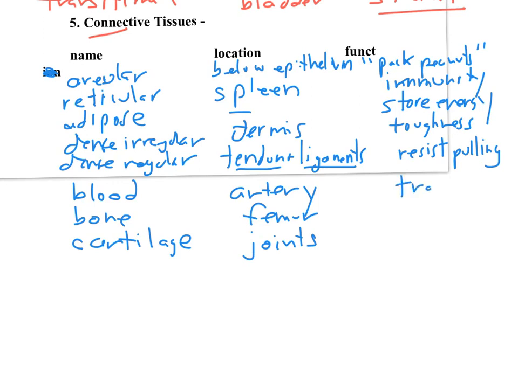Blood is your body's main transport system. Bones have multiple functions, which we discussed. I'll just put movement here. And cartilage functions in the reduction of friction at joints. There's part 2.